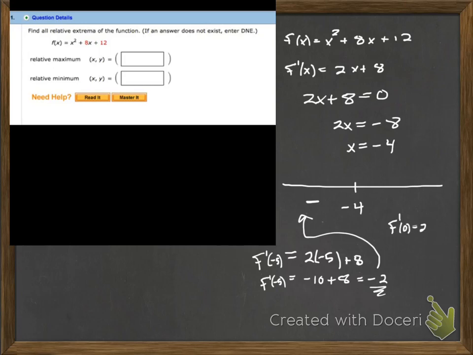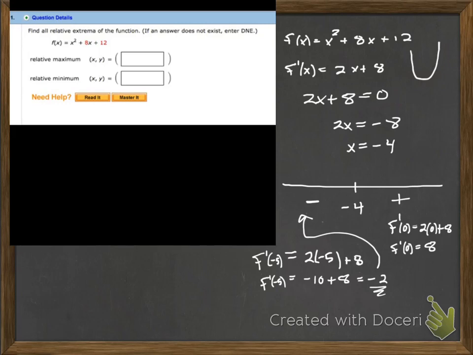And then test something to the right of -4, 0 is a good one. Put it in, you get out 8. That's positive, so it means my graph is going downhill, hits the critical value, then uphill. Picture that in your mind. That means downhill, uphill, that must be a minimum. So it's like a parabola.